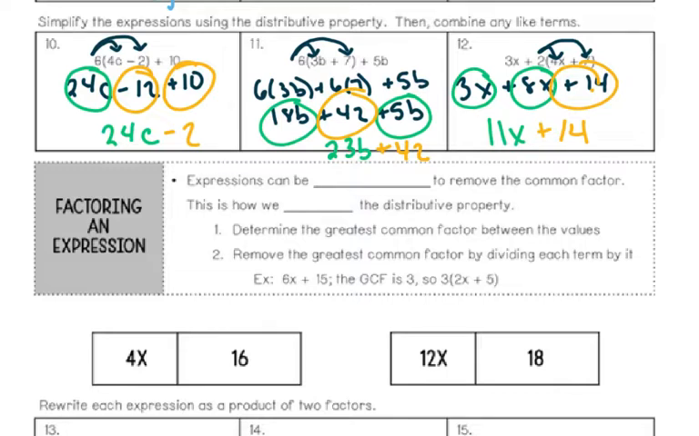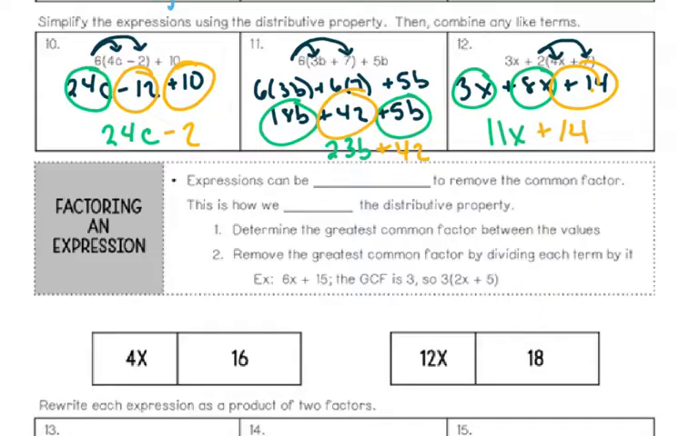After distributing, you should get 3x plus 8x plus 14. Then I noticed that 2 of my terms have the same variable x, so I can combine those. 3x's plus 8x's is 11x's, and then I can just add that last term of 14 to the end.